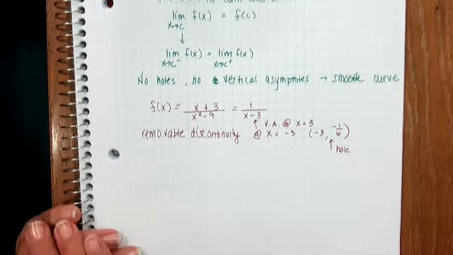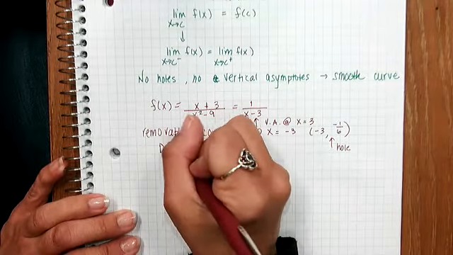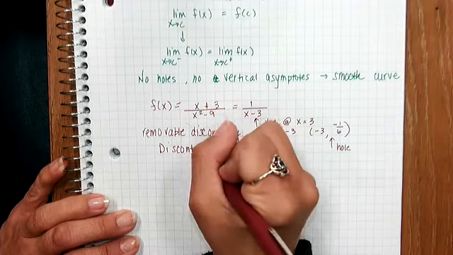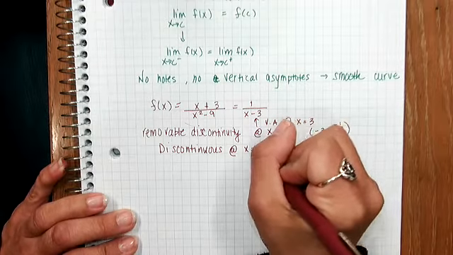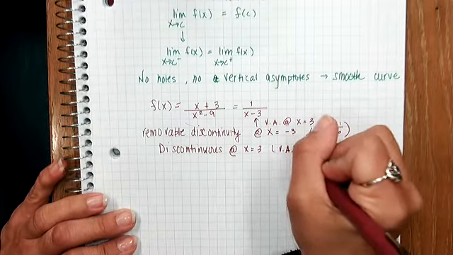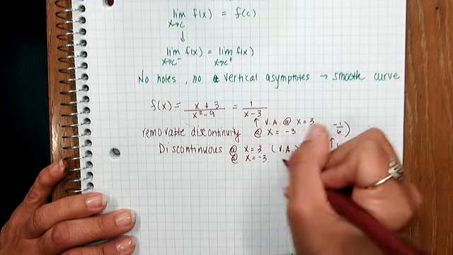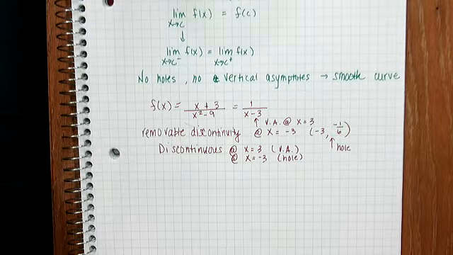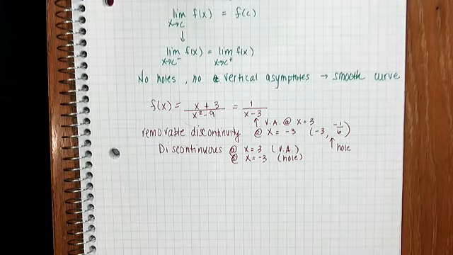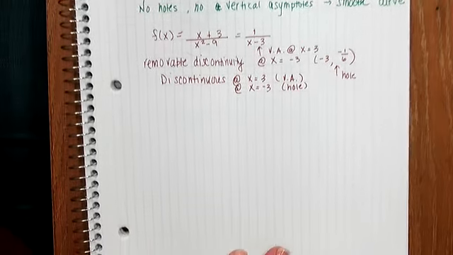So this graph is discontinuous at x equals 3, which presents itself as a vertical asymptote. And it is also discontinuous at x equals -3, which presents itself as a hole. Two types of discontinuities. There's not a smooth curve. All right, let's do one more. We'll have more practice with this after spring break.